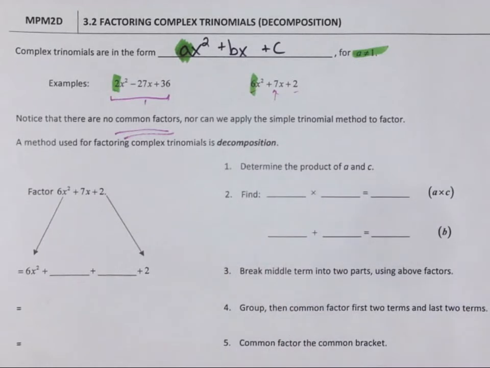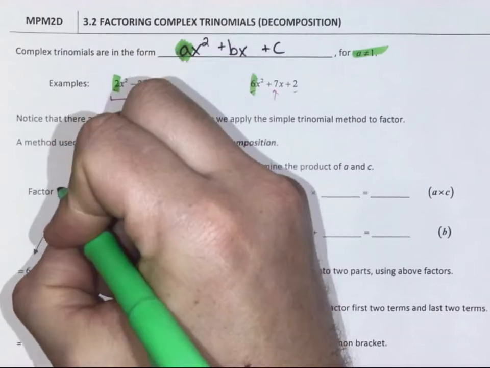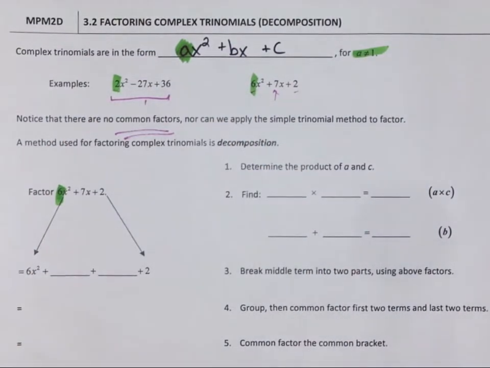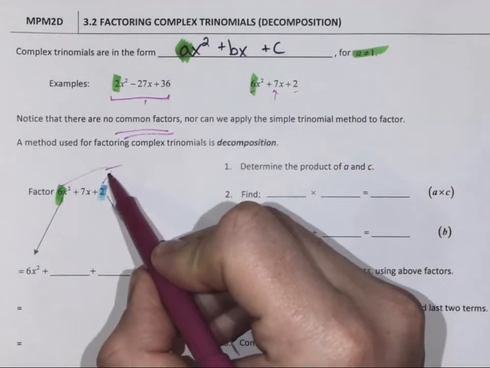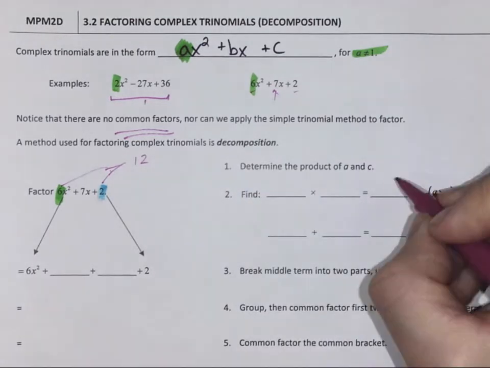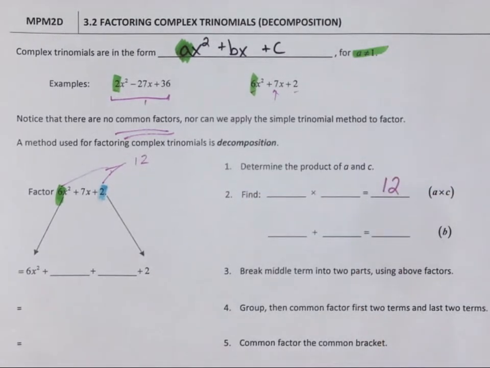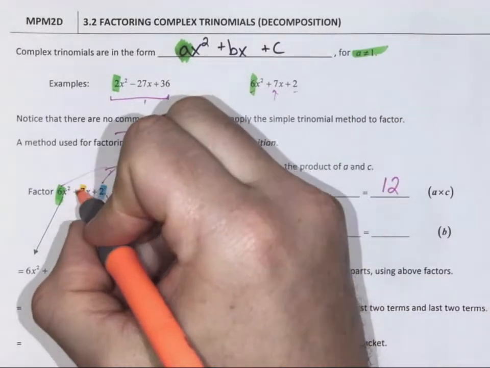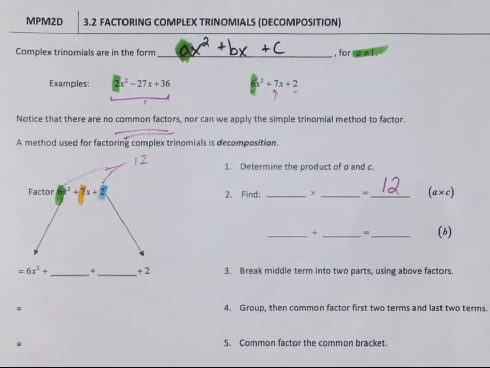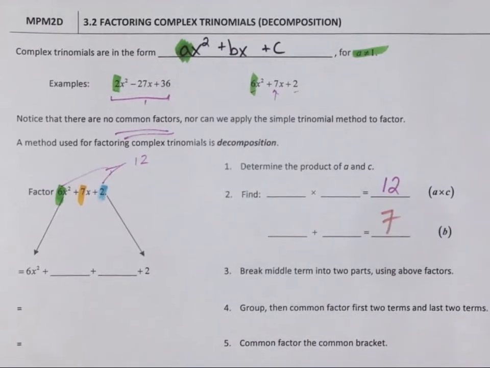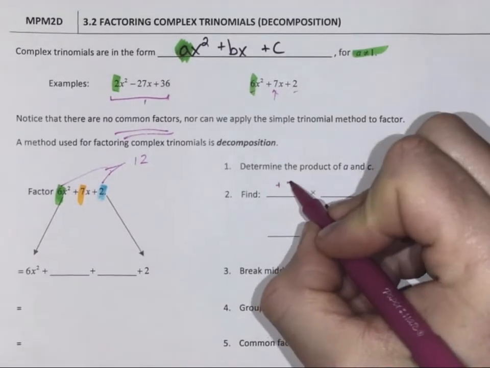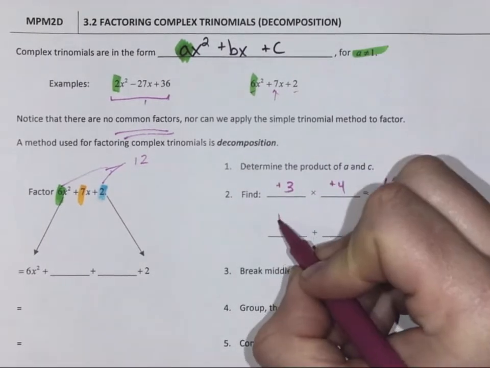Decomposition means to break down. So now we need to find, using our magic numbers, two numbers that multiply to 6 times 2, which is 12, but still add to 7. When we go through those numbers, it's going to be positive 3 and positive 4.